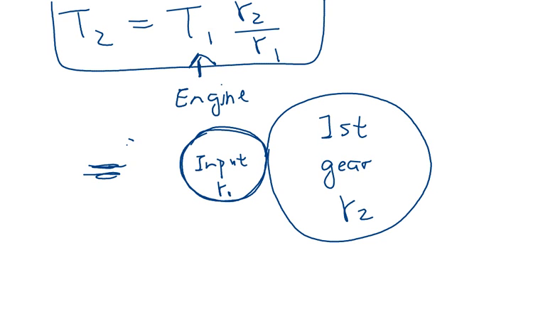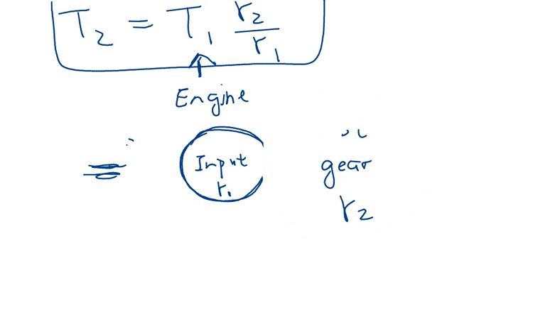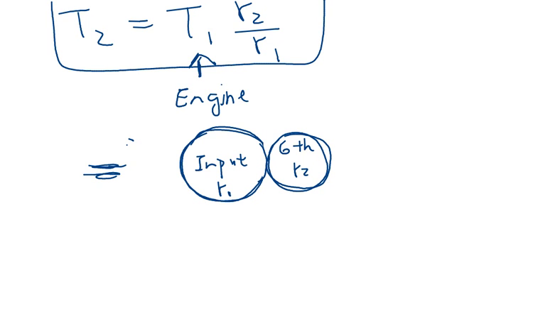Eventually, your high gear is usually what we call an overdrive gear. And what that means is the gear size is smaller. Let's say this is 6th gear. A lot of cars have 6 speeds at least these days. So now 6th gear is much smaller than my input gear. And what does that mean? It means the torque that I'm applying to my wheels is actually now less than the torque that's being put out by the engine.